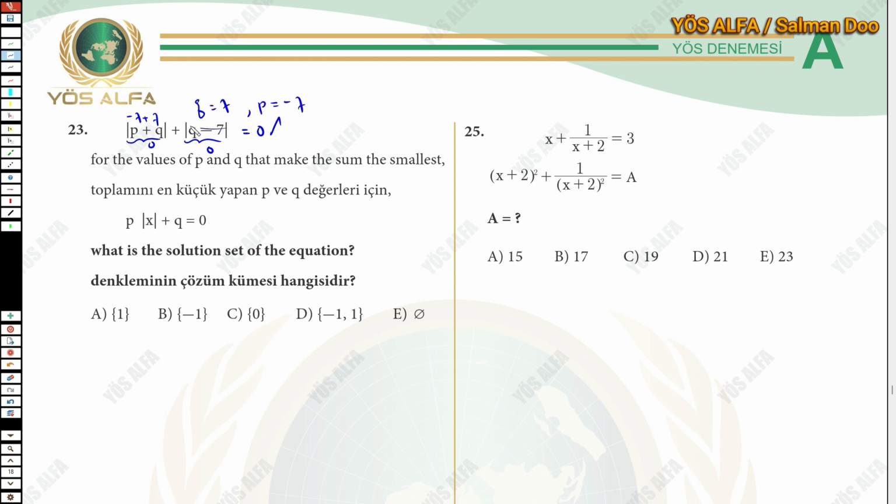Now let's substitute those values into this expression to find out the solution set of this equation. So P is minus 7 and Q is 7. From this equation, it is equal to 0. So the absolute value of x is equal to minus 7 over minus 7, which is 1. So x is either positive 1 or negative 1. So the solution set is D.